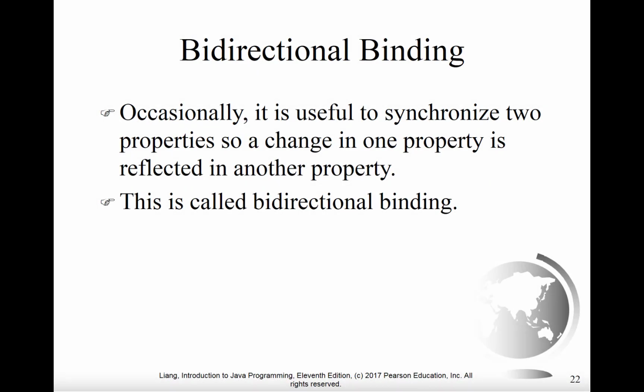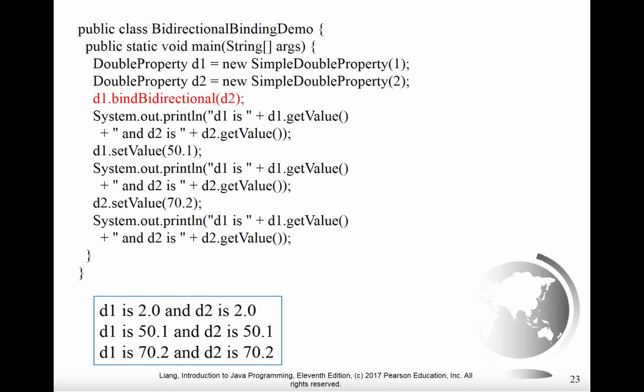So as promised, the next thing we look at is bidirectional binding. In this case, changes to either one of the two things that have been bound together will affect each of them in the same way, and that's why it's called bidirectional binding this time. Here is an example of how it works. First of all, take a look at the code that's in red. This time, when we do the bind, instead of simply saying d1.bind(d2), we instead say d1.bindBidirectional(d2).